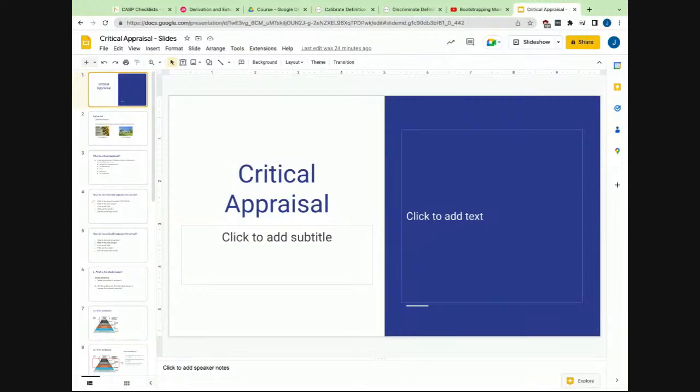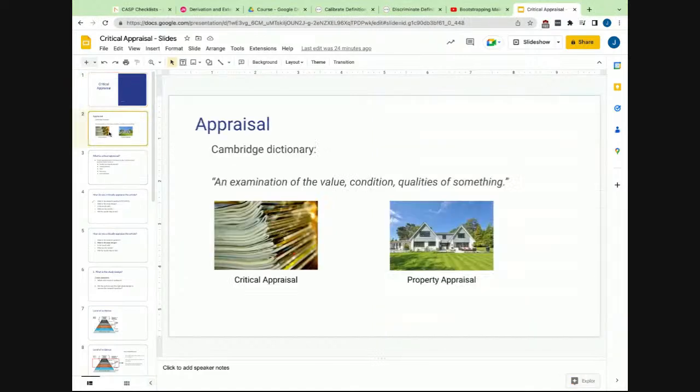Okay, so first, I am going to talk briefly about what critical appraisal means. When you look up critical appraisal in the dictionary, it just means an examination of the value, condition, and qualities of something. In a research paper, a critical appraisal means you're looking at the value and the quality of the paper. In property, when somebody buys a new house, they need to go through a property appraisal, which is the same. You're looking at the house, what's the value, how many rooms, how good it is, to determine the price. I like to show this in parallel to understand why we do critical appraisal of a research paper, so that we can determine the quality.